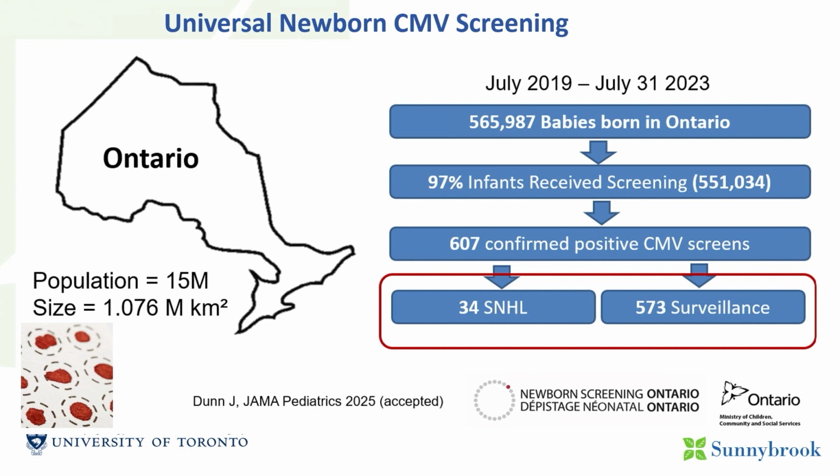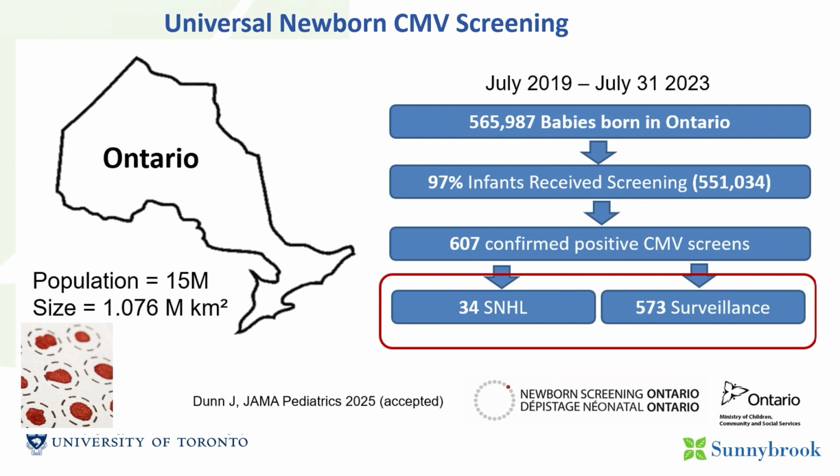So in the province that I practice in, Ontario, we're very fortunate that as of July 2019, we've started screening all babies for congenital CMV. And in fact, we screen CMV at a higher frequency than we're even screening hearing loss. Since the program's inception, many babies have been born, and 97% of families have consented to have the blood spot screened for CMV. And 607 kids have been identified.